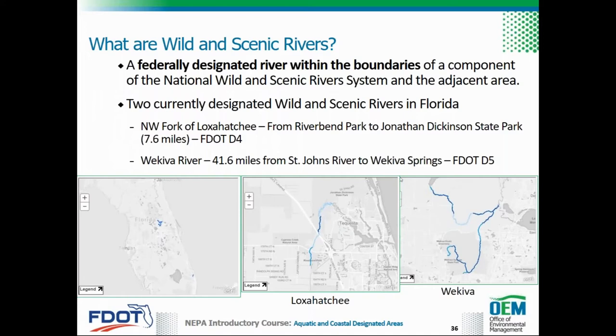A wild and scenic river is a federally designated river within the boundaries of a component of the National Wild and Scenic Rivers system, and also includes the adjacent area. There are two designated wild and scenic rivers in Florida. The Northwest Fork of the Loxahatchee River from Riverbend Park to Jonathan Dickinson State Park, a distance of 7.6 miles, located in DOT's District 4. And the Wekiva River, which traverses 41.6 miles from the St. Johns River to Wekiva Springs, located in DOT District 5.